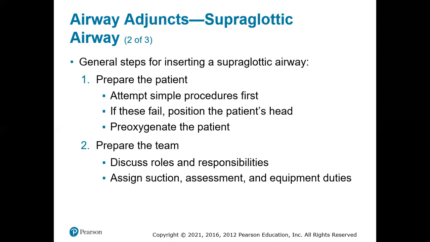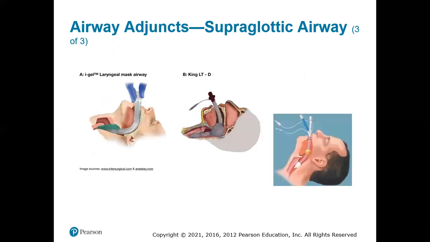Actually, you should be making sure everything's ready to go, all the tools that you need are there. I've got a couple here on the slide. The iGel is the latest and greatest. The King LT is in the middle there, and the Combi Tube is on the right. You will be learning all three of these during skills. These supraglottic airways are also called blind insertion airways, because you are not visualizing the vocal cords to have a true intubation, okay? True intubations are paramedic level only.